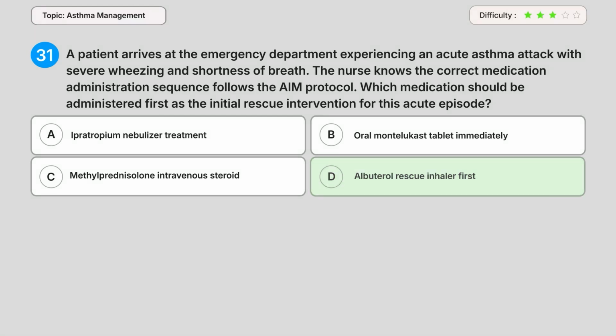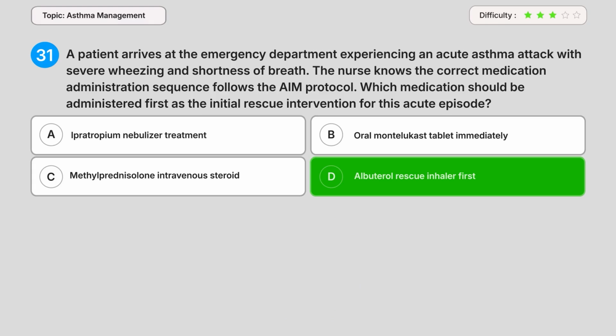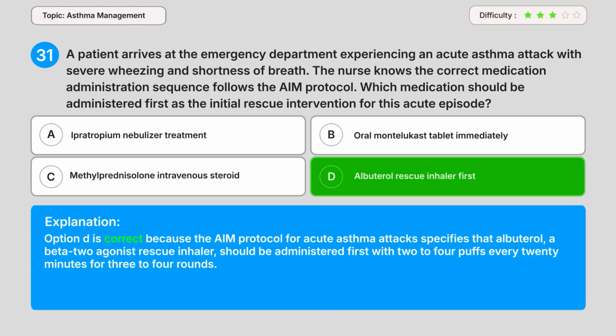Correct answer, D. Albuterol rescue inhaler first. Explanation: Option D is correct because the AIM protocol for acute asthma attacks specifies that albuterol, a beta-2 agonist rescue inhaler, should be administered first with 2 to 4 puffs every 20 minutes for 3 to 4 rounds.